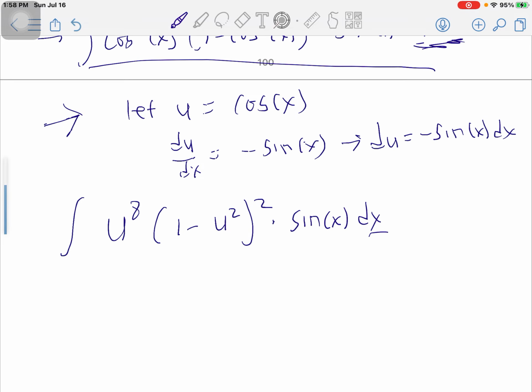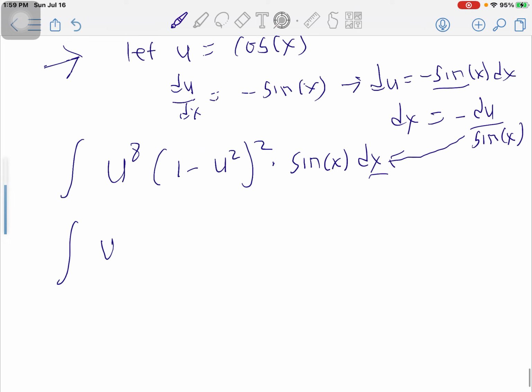Now, our issue is we want to integrate everything in terms of u. So making dx the subject, so that we can replace it, we divide both sides by negative sin x, and therefore we get dx equal to negative du over sin x. Having it, we can replace it here. When we replace, we get the integral of u power 8 into bracket (1 minus u squared) all squared, and then sin x multiplied by dx.